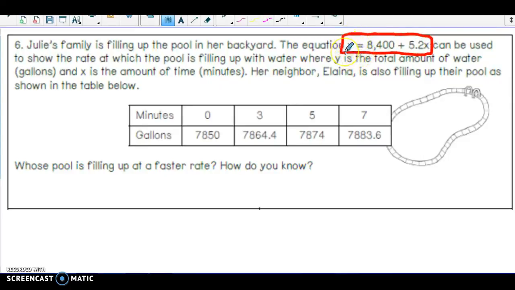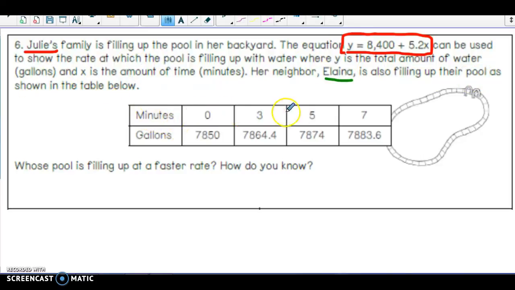Y is the total amount of water in gallons. X is the amount of time in minutes. So remember, this information is about Julie's family. That is one function that we're going to look at, but we're going to compare it to her neighbor, Elena. Elena is also filling up her pool as shown in this table below.